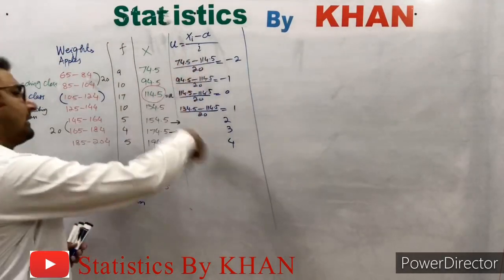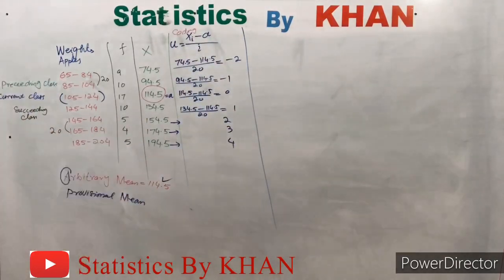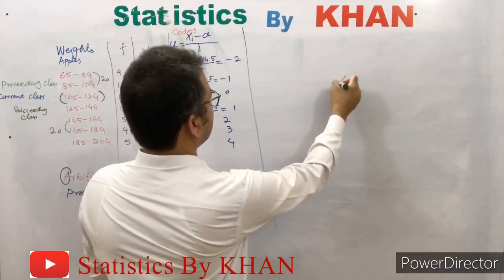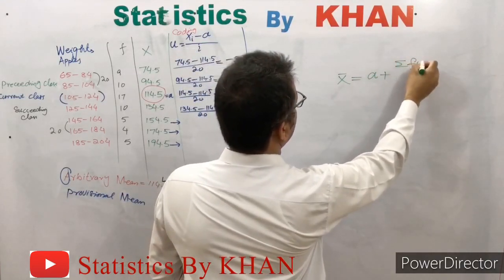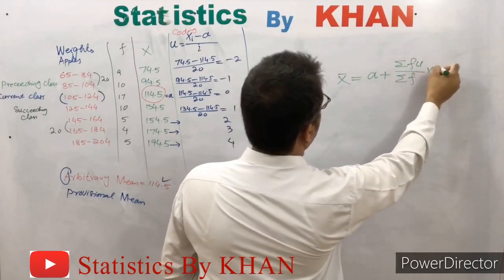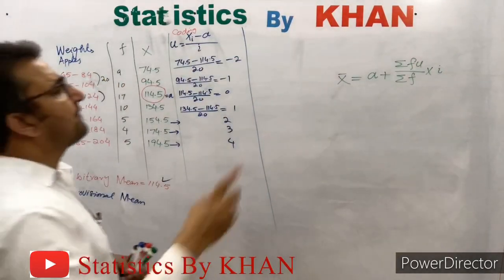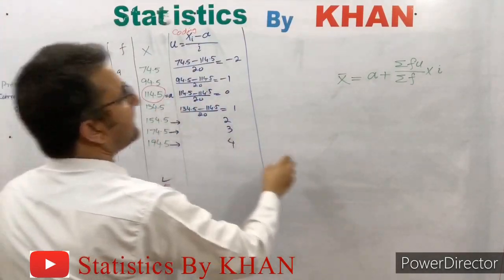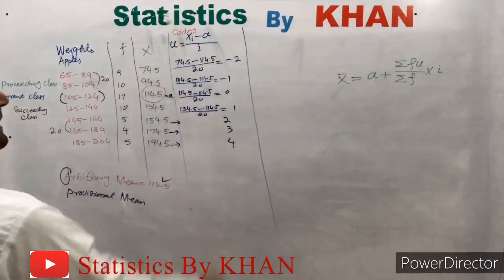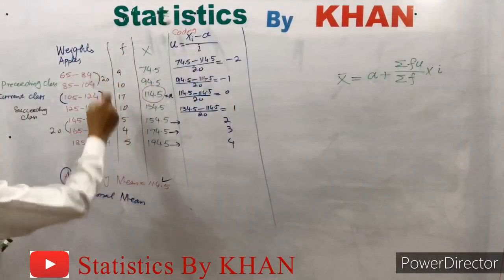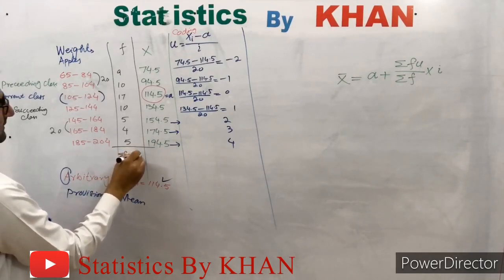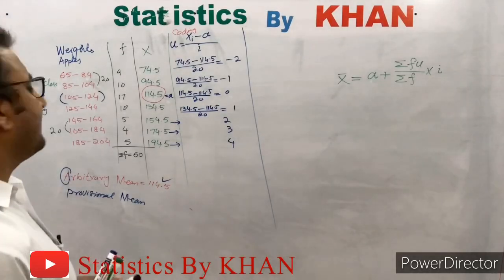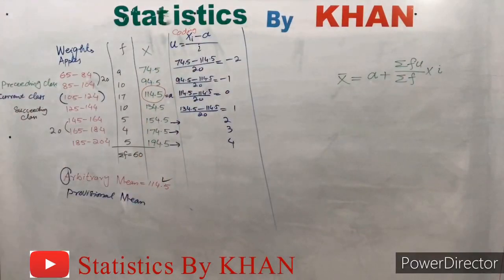Now this column is called coding. Under the coding method, the formula for the arithmetic mean, if this is sample data, would become x bar equals a, the arbitrary mean, plus summation fu divided by summation f, multiplied by I. This would be the formula. We can see in the formula we need a, so a is already there. Then we need summation fu, which we do not have yet. And we need summation f. If we add this f column, these values will give us 60 as the total.